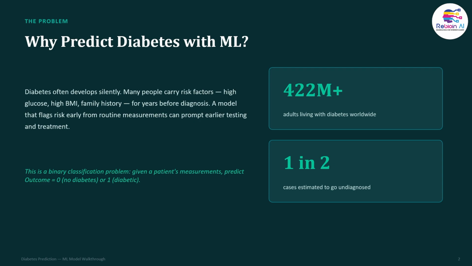That's the real opportunity here. A machine learning model isn't a replacement for a doctor, but yes, it's a screening layer. It looks at routine measurements and flags who might benefit from an actual diagnostic test earlier than they otherwise would have gotten one. In technical terms, this is a binary classification problem. Given a patient's measurements, we are predicting outcome equals 0, meaning no diabetes, or outcome equals 1, meaning diabetic.